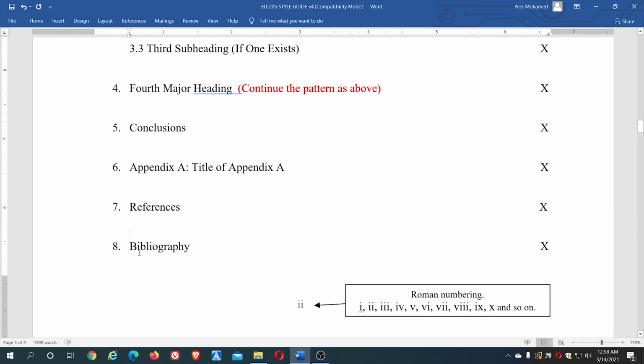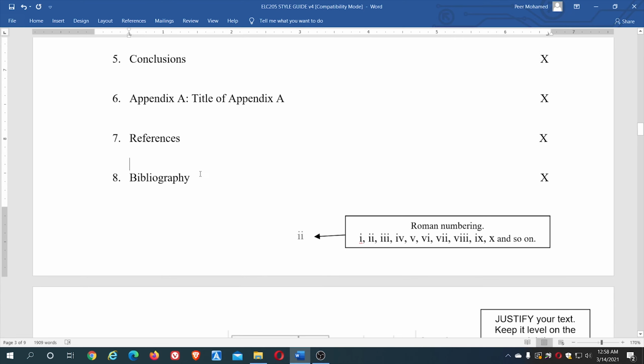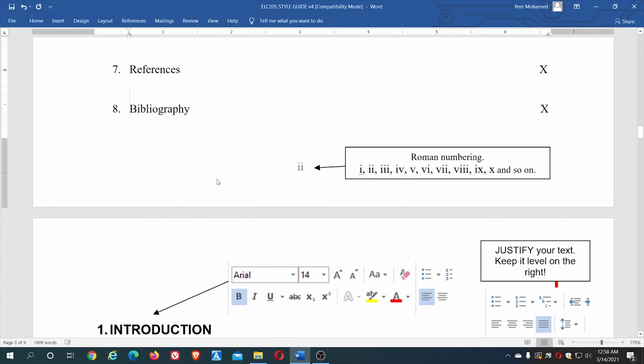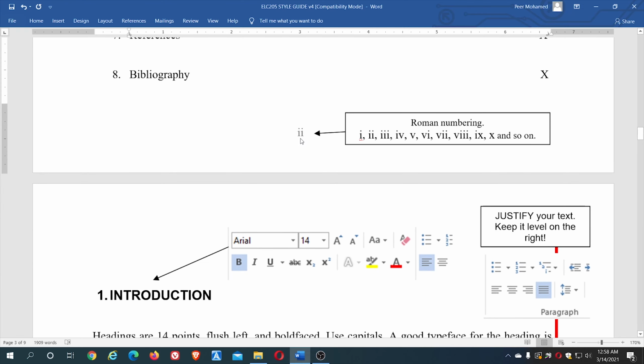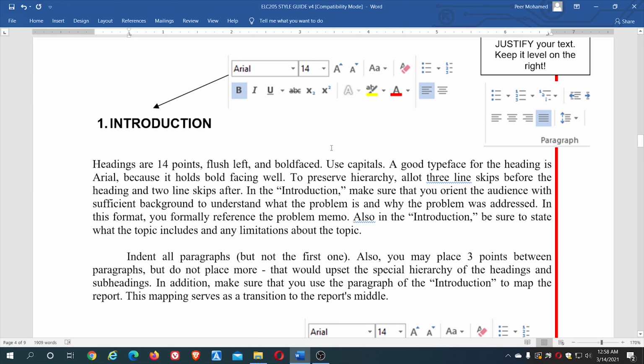And the last one is the bibliography. These are the sources of information you are referring to, whether it is a book, a website, a newspaper article, a magazine article, or an interview with people. You will mention the source here in the bibliography. And you can see the numbering here. This is page number 2. It's in Roman numerals. I already told you the abstract and table of contents will be in Roman numerals. And now, gentlemen, we are starting the introduction.